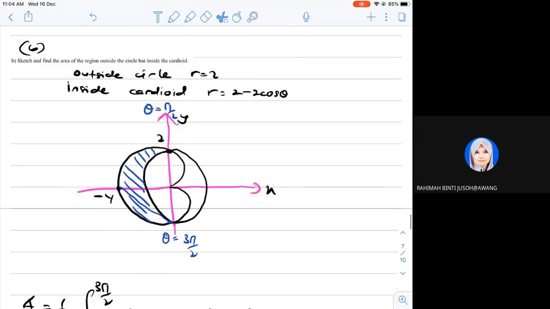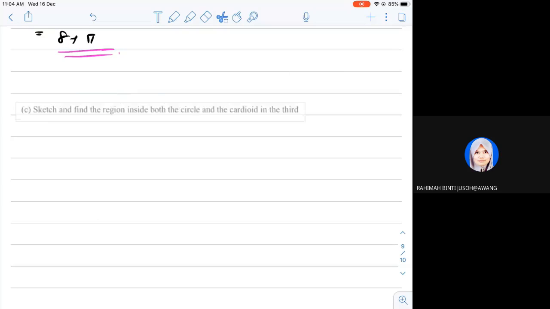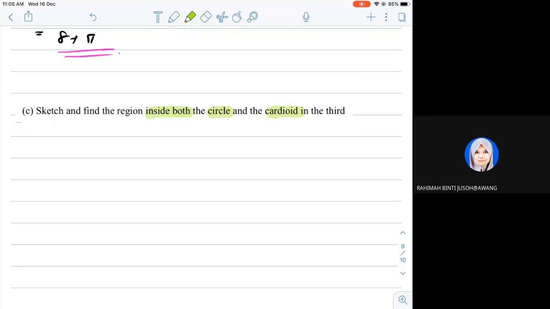Copy. Question C. What should you get? Inside both. Okay, inside both circle and cardioid in the third quadrant.